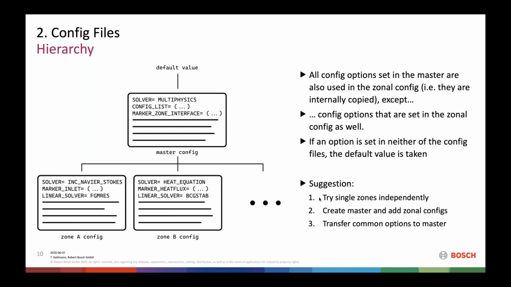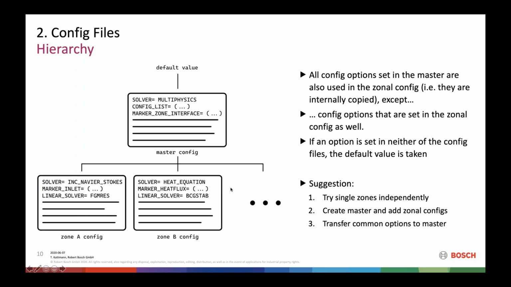Then you create a master and add every option that you need for multi-zone computation and try to keep it as slim as possible. And then you can go on and transfer common options to the master because of that hierarchy that sometimes makes a lot of sense. For example, if you have one fluid zone and 5 solid zones, it could make sense to have common options from the 5 solid zones put into the master, because then you just have one place to change that option.